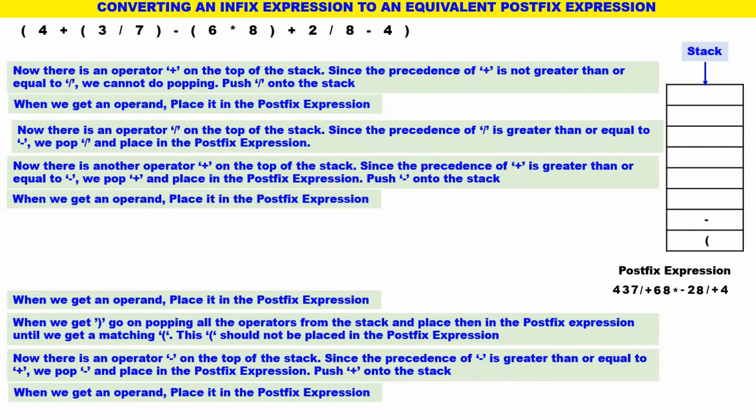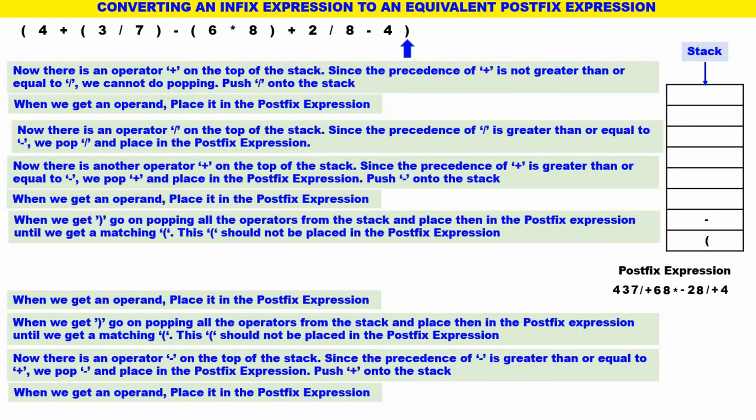What is the next symbol? Right parenthesis. So whenever you get a right parenthesis, what do you have to do? When we get a right parenthesis, go on popping all the operators from the stack and place them in the postfix expression until we get the matching left parenthesis. Now, are there any operators? Yes, minus is there. Pop minus, put it in the postfix expression.